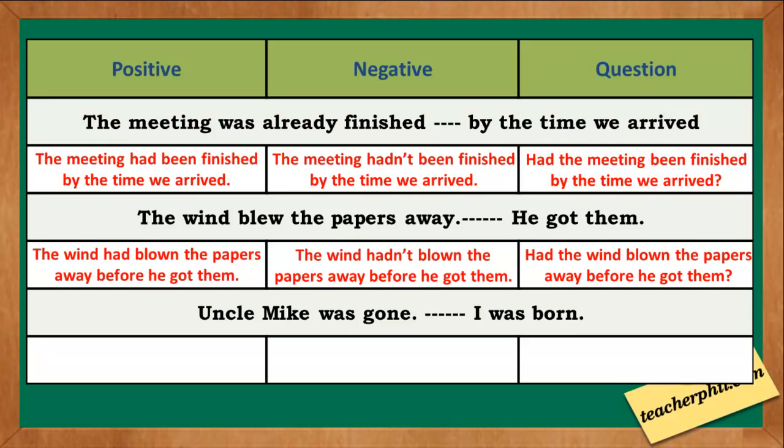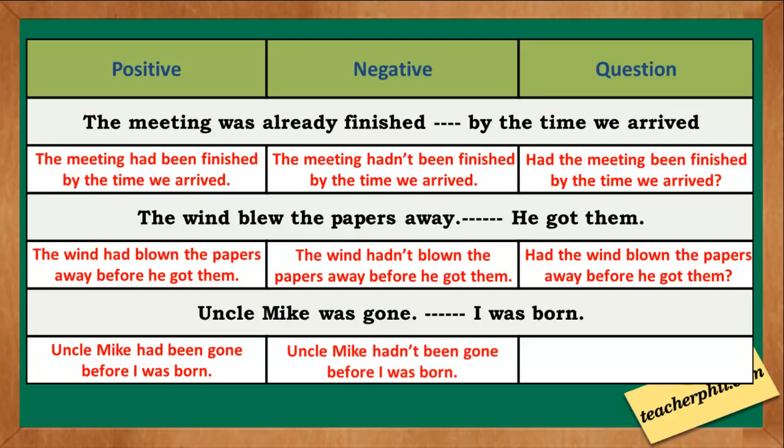The last one, Uncle Mike was gone, and I was born. The correct positive statement is, Uncle Mike had been gone before I was born. The negative statement is, Uncle Mike hadn't been gone before I was born. And the question is, had Uncle Mike been gone before I was born? Did you get it right?